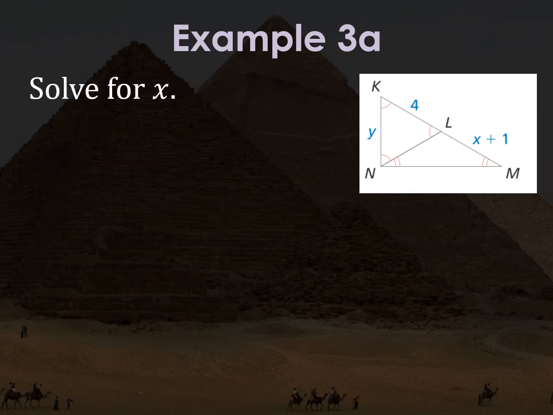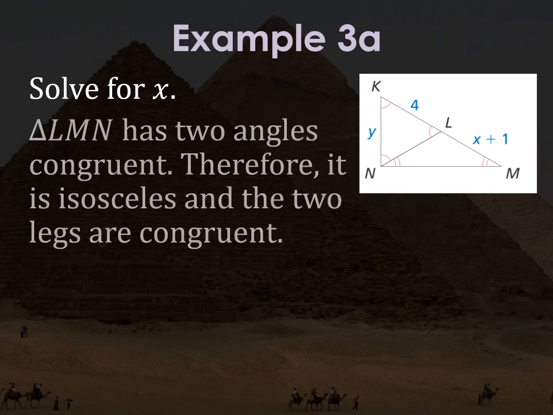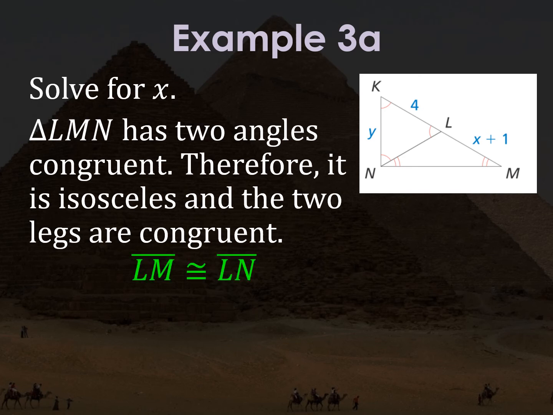Next, we're going to solve for x. Now we're going to be looking at this triangle down here, triangle LNM. Now notice it's an isosceles triangle because the two base angles, angles LNM and M, are congruent. So the two legs are congruent. Now, how do we know what LN is? Well, we know that LN has to be the same length as LK because it's an equilateral triangle. And since LN is 4, and LN has to equal LM, that means x plus 1 has to equal 4, or x is equal to 3.